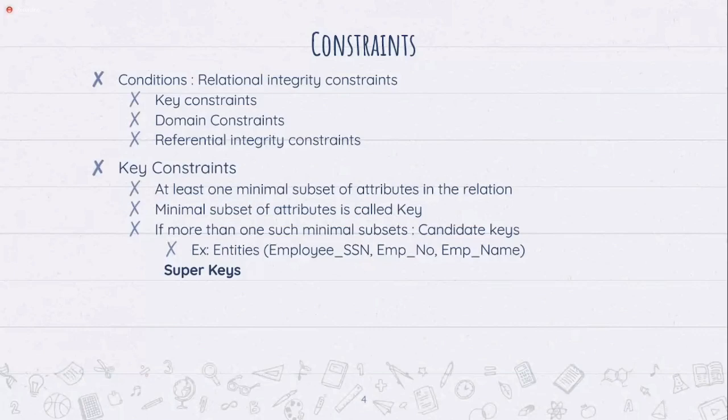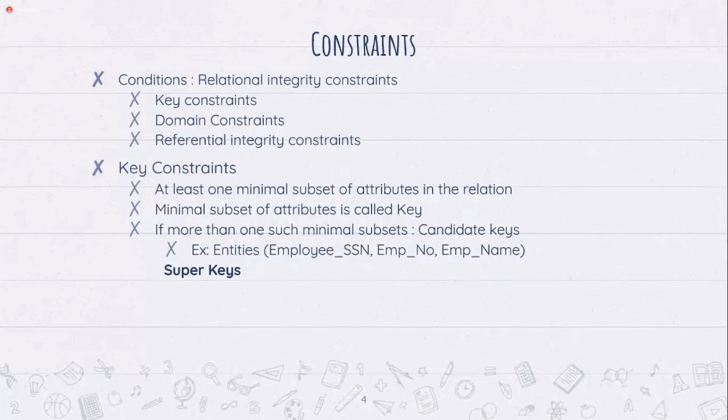Key constraints. Right? So key constraints, there must be at least one minimal subset of attributes in the relation, right? It should help to identify the tuple uniquely. There must be at least one minimal subset of attributes in the relation which can identify a tuple uniquely.